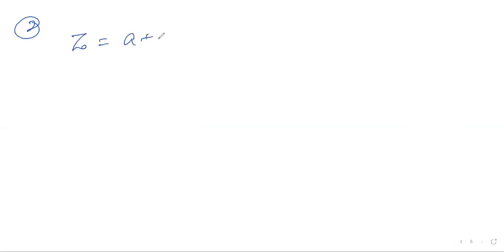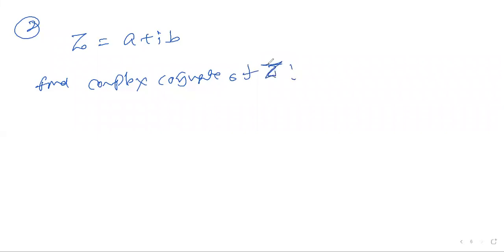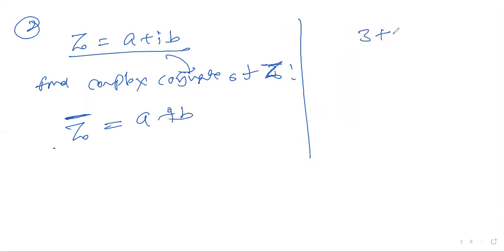Again, briefly, Z is equal to A plus iB. In the examination they will ask, find the complex conjugate of Z. If they ask this question, what should we do? Z bar is equal to A minus iB, the formula. If the examination question is 3 plus 2i, how does the complex conjugate come? Put a negative on the imaginary part: 3 minus 2i. Clear?